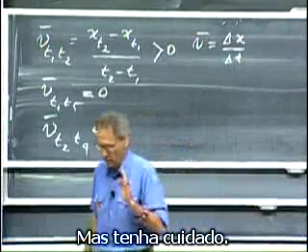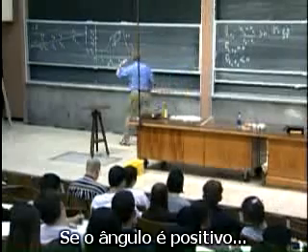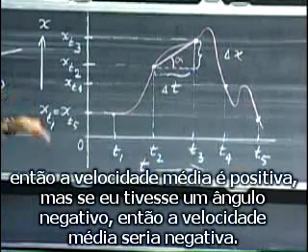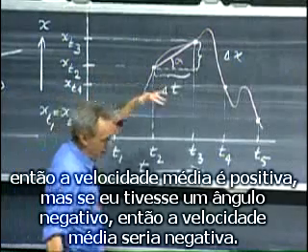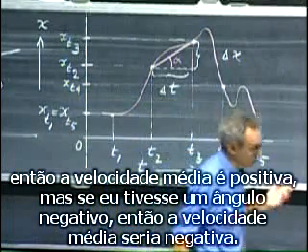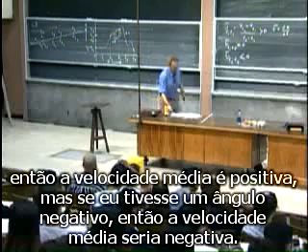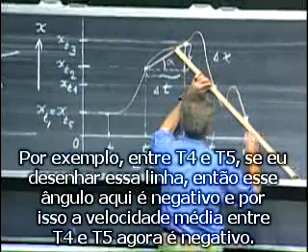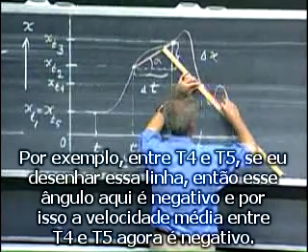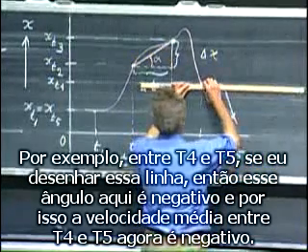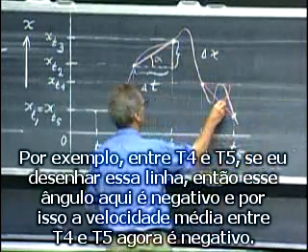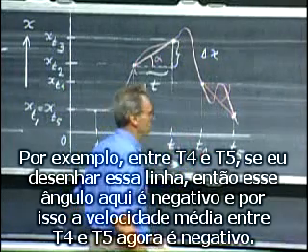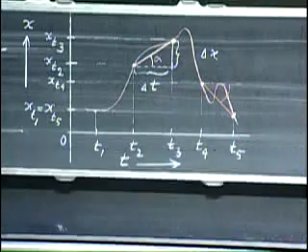But be careful. If the angle is positive, I call this a positive angle, then the average velocity is positive. But if I have a negative angle, then the average velocity would be negative. For instance, between t4 and t5, if I draw this line, then this angle here is negative, and so the average velocity between t4 and t5 is now negative.